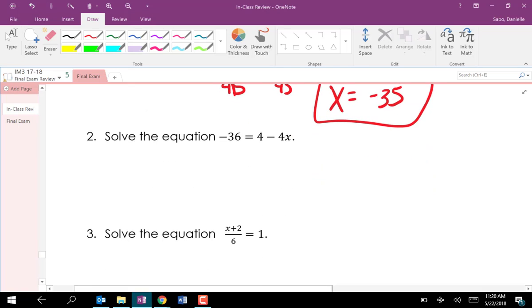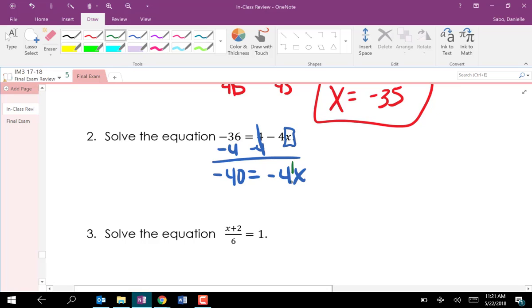Solve the equation. What would you do first? Again, the goal, maybe put a box around x, is to get everything to the other side. What would you do first? I would subtract the 4. Very good. Which cancels that out. I get negative 40 equals negative 4x.